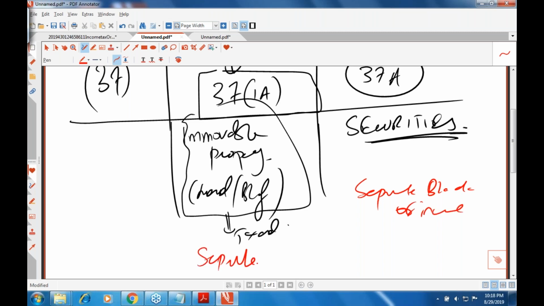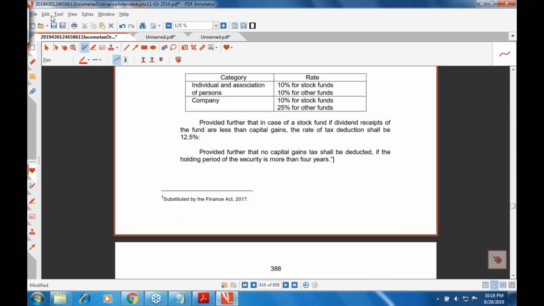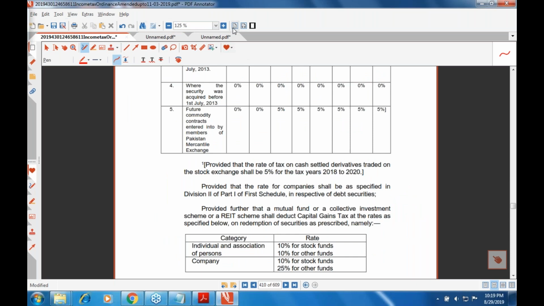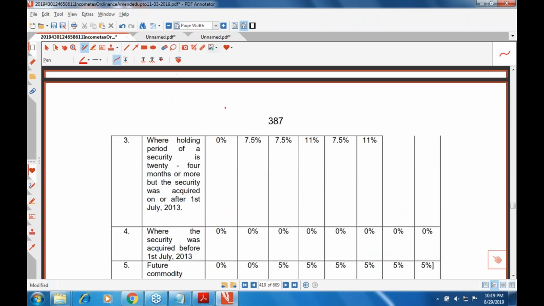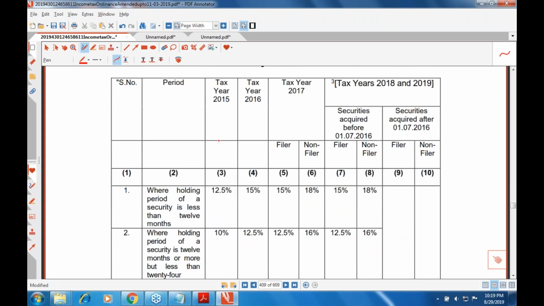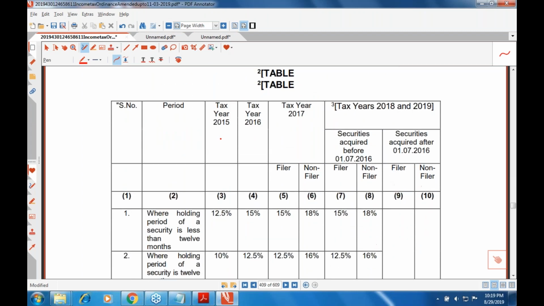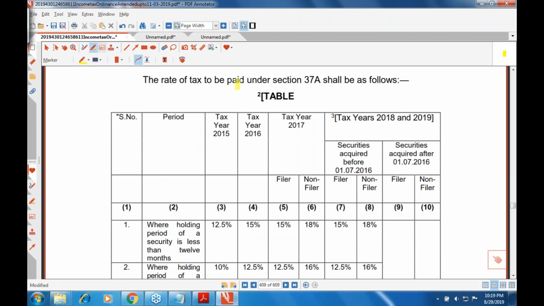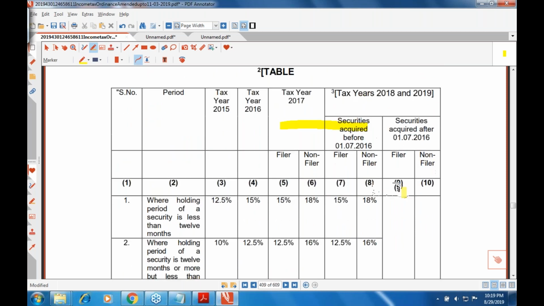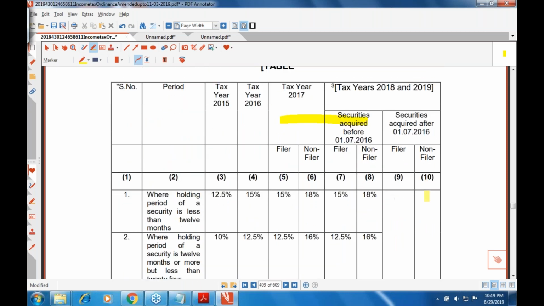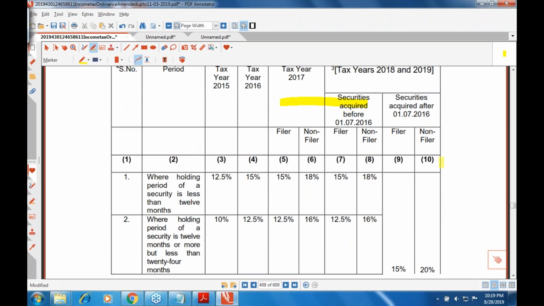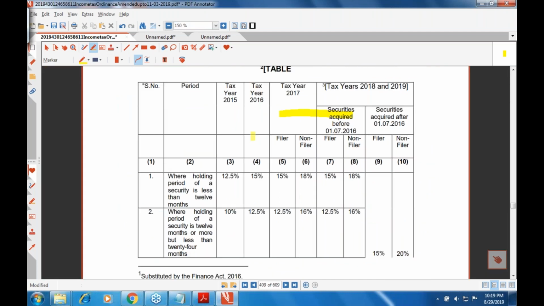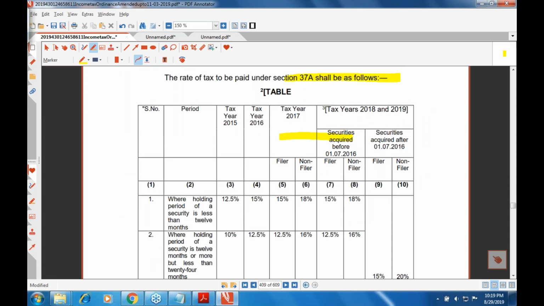This is also a separate block of income, and that one is also a separate block of income. Now let's talk. When it comes to the capital gain on sale of securities, here you have a table which tells you what exactly the tax rates applicable on the securities are. I would want you to have a quick glance at it, and then I'm going to explain it.